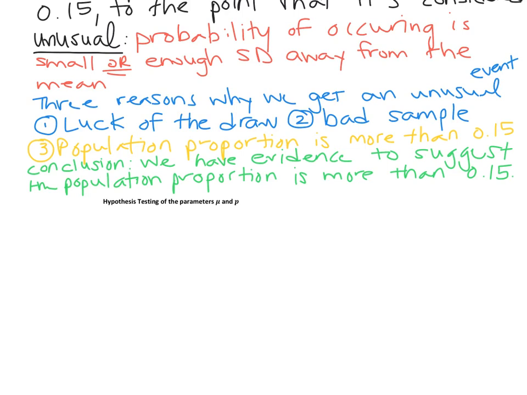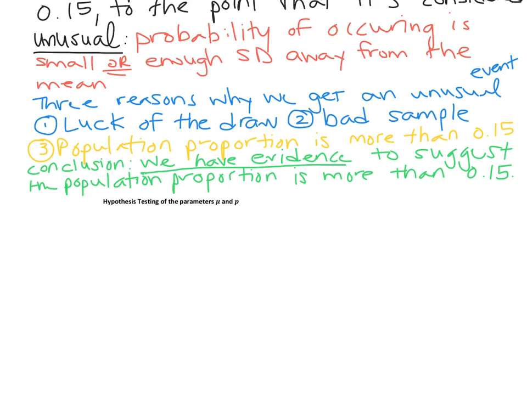All right, so notice we don't say that the population proportion isn't 0.15. We don't even say that it really is more than 0.15. All we say, and again, it's because we know there is some error just based on the nature of samples, all we say is we have evidence to suggest this. All right, and so draw your own conclusions, really.